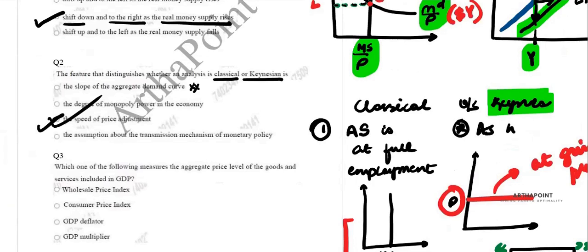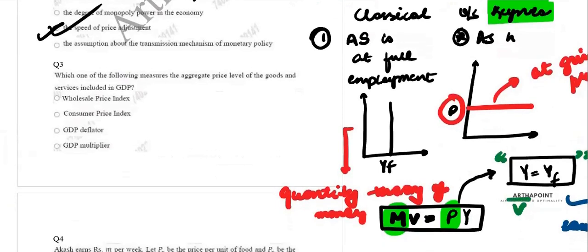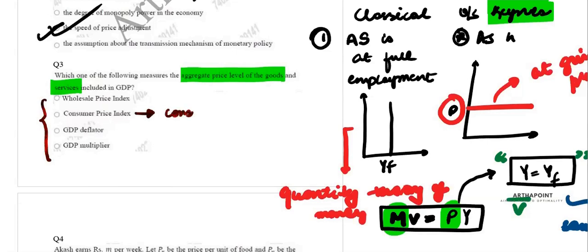Now let's go ahead and take the next question. Which one of the following measures the aggregate price level of goods and services included in the GDP? So basically the question is asking, you want to understand the price level of goods and services, right? Now please see here. Let's try and understand this. When we talk about the consumer price index, it only talks about those goods and services which are consumed by the final consumer. So only the basket of goods and services, not complete goods and services.